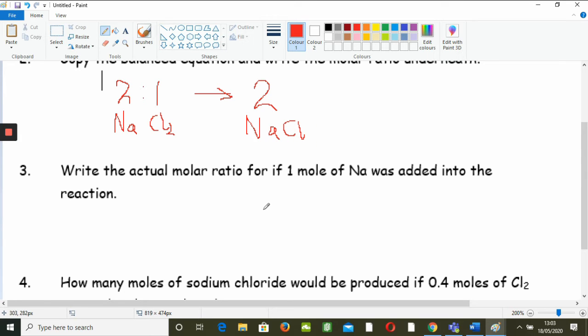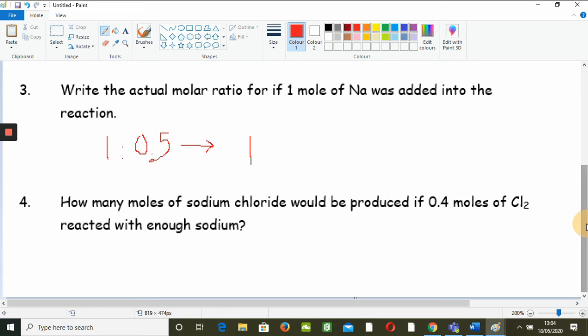Okay, so if 1 mole of sodium was added, according to our molar ratio up here, for every mole of sodium, half of the number of moles of chlorine are going to react. So that means that only 0.5 moles of chlorine would react with 1 mole of sodium. That means that this would produce just 1 mole of sodium chloride if we're using this same ratio. Okay.